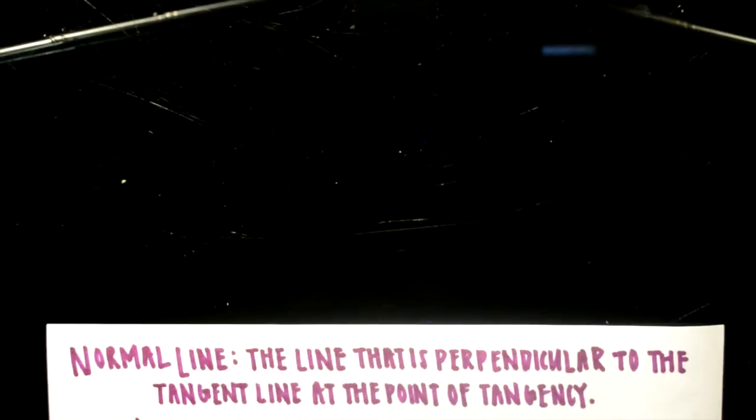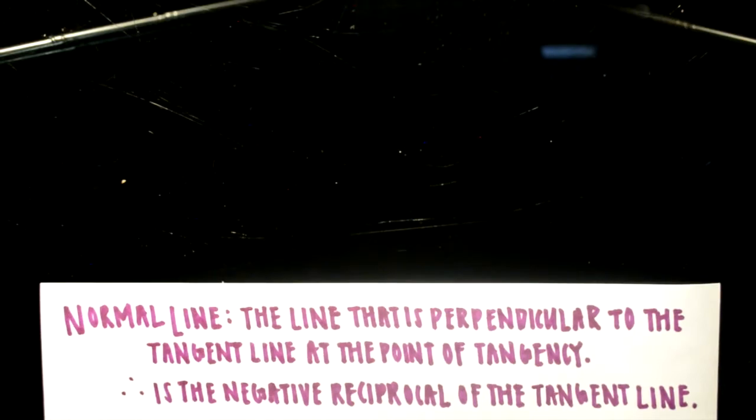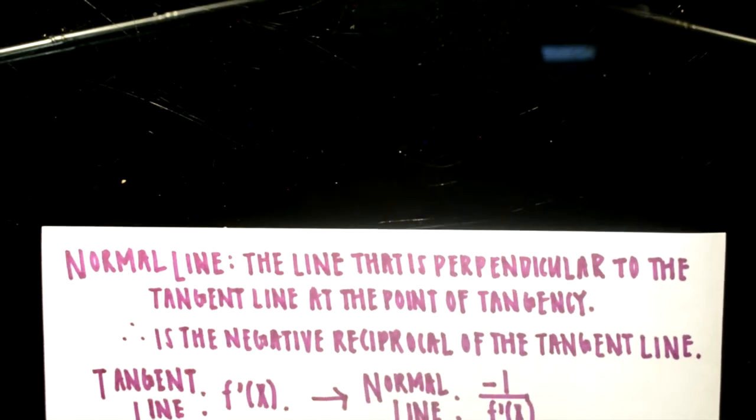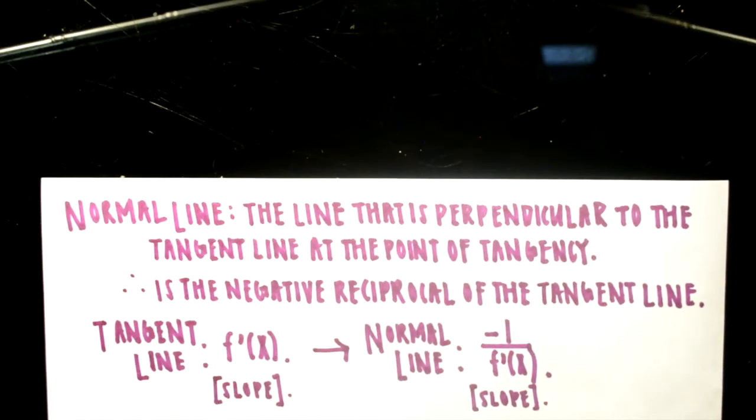Next, we can move on to part B, which asks us to write an equation of the normal line at the point 2, 1. Now we know the normal line is the line that is perpendicular to the tangent line at the point of tangency, and therefore is a negative reciprocal of the tangent line. We also know that if the slope of the tangent line is f prime of x, then the slope of the normal line must be negative 1 over f prime of x, because it's the negative reciprocal of the tangent line.